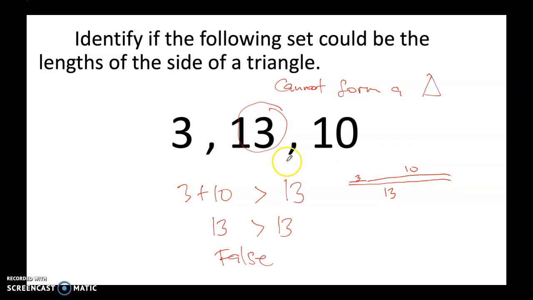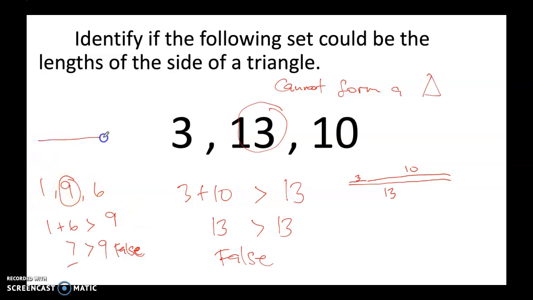Another, if this is less than, for example, we have 1, 9, 6. So again, get the third side or the longest side, which is 9. And then add the two remaining measures, 1 and 6, should be greater than the longest side. 1 plus 6 is 7, greater than 9. This is false. So we cannot form a triangle given measures 1, 9, and 6.